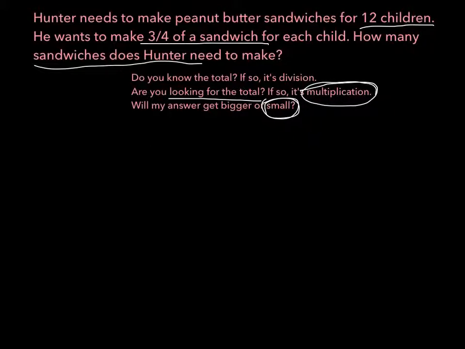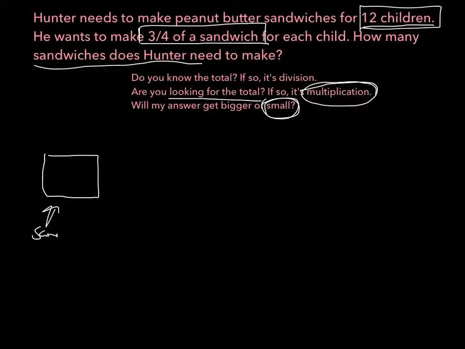So since I don't know my total, I only know that I need to make 3/4 of a sandwich to feed children. So I'm going to start by making my sandwich because the sandwich is being cut. I would not want to draw 12 objects because 12 was children. And if you started drawing 12 children, you would be cutting up children. And that's not what you want to do. So we want to draw a sandwich. So my square is a sandwich.